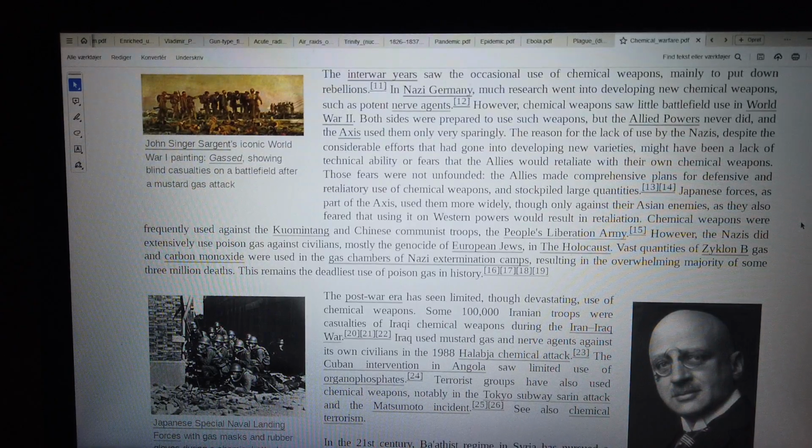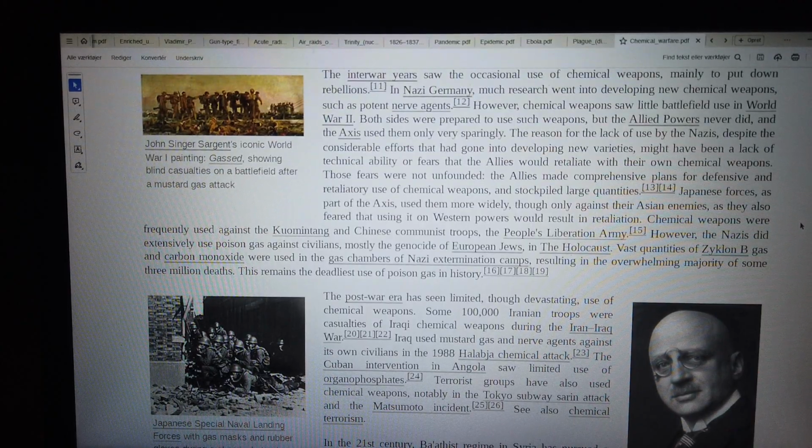However, the Nazis did extensively use poison gas against civilians, mostly in the genocide of European Jews, in the Holocaust. Vast quantities of Zyklon B gas and carbon monoxide were used in the gas chambers of Nazi extermination camps, resulting in the overwhelming majority of some 3 million deaths. This remains the deadliest use of poison gas in history.